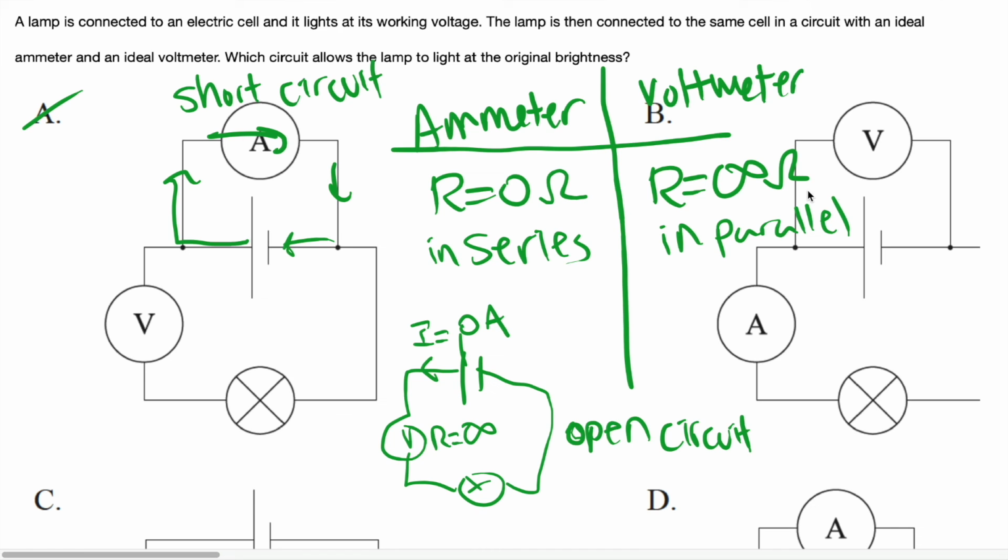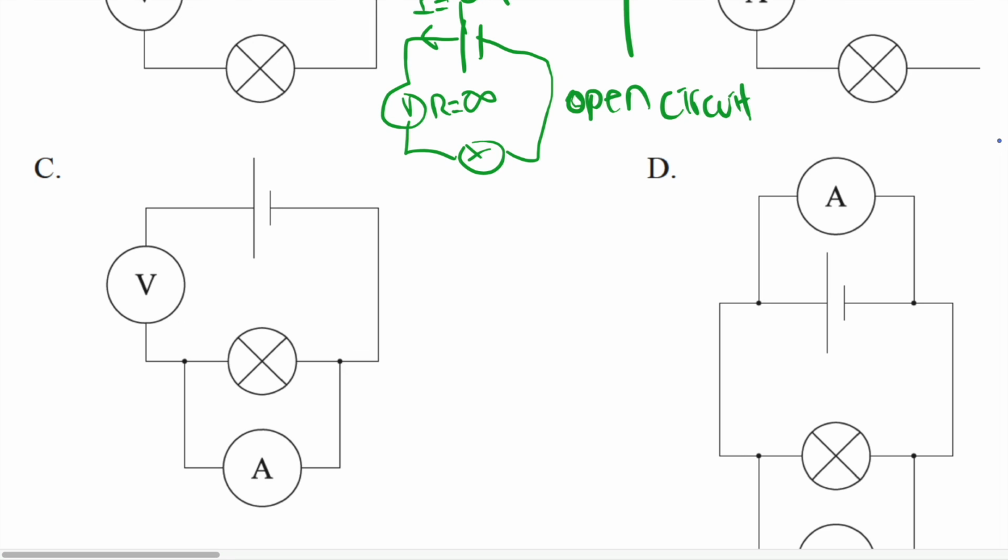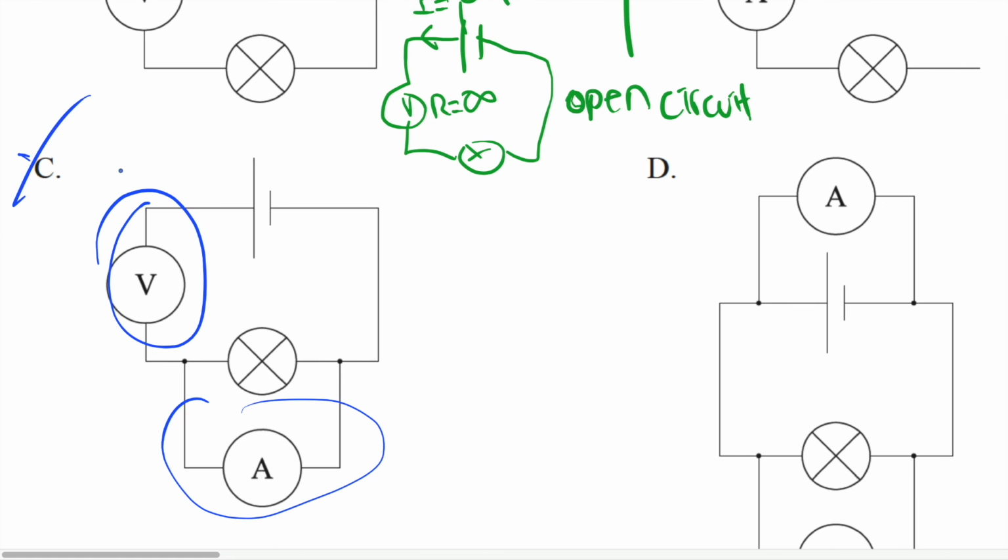So A is wrong. B, the voltmeter is connected in parallel to the circuit. The ammeter is connected in series with the circuit, so B is correct. B is correct. Let me just write this. B is the answer. C, the voltmeter is connected in series with the circuit. The ammeter is connected in parallel to the circuit. C is wrong. D, the ammeter is parallel to the circuit, so this is wrong.